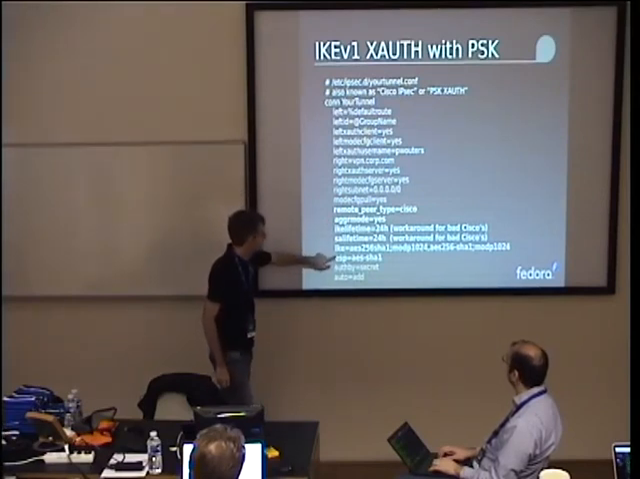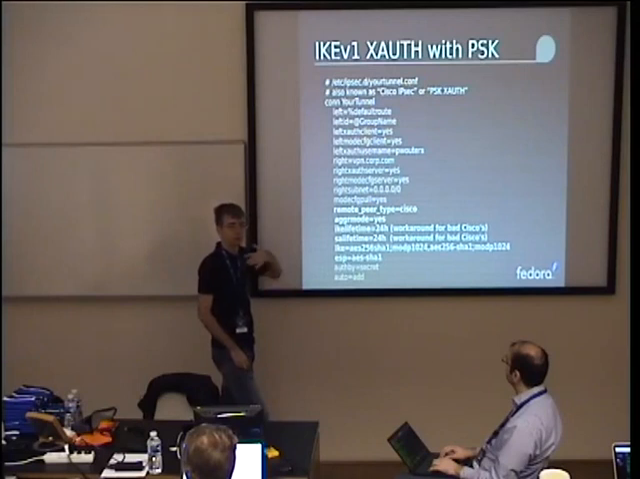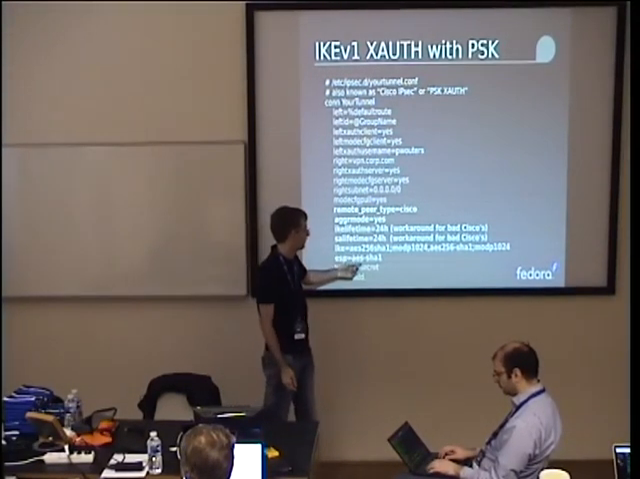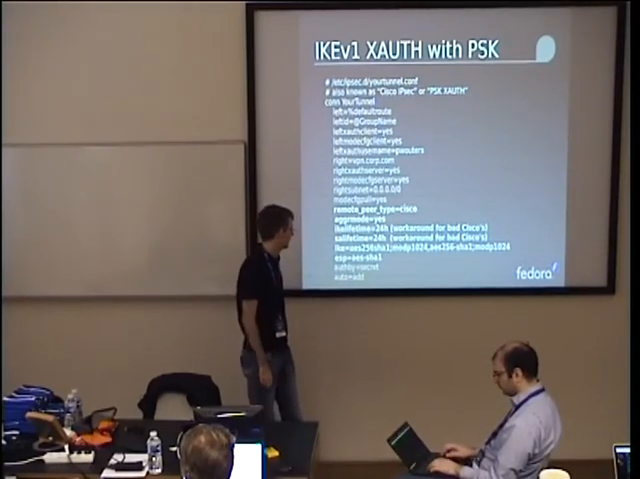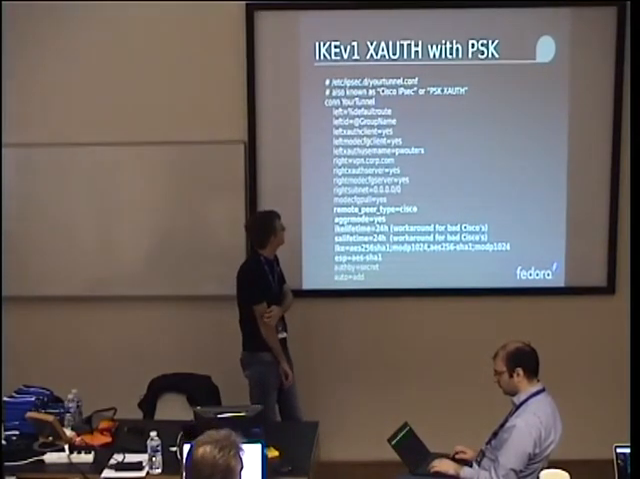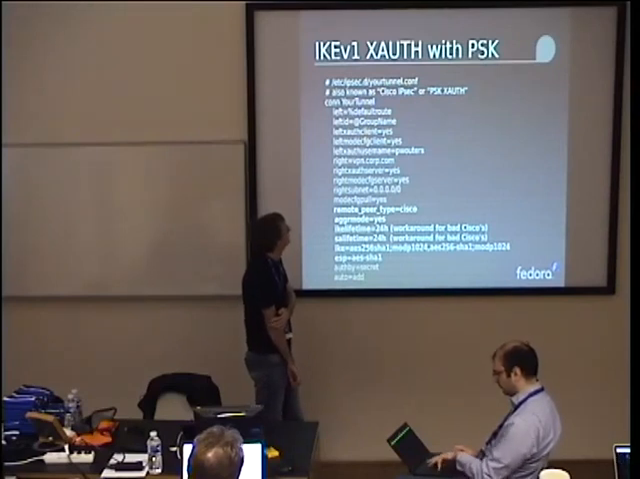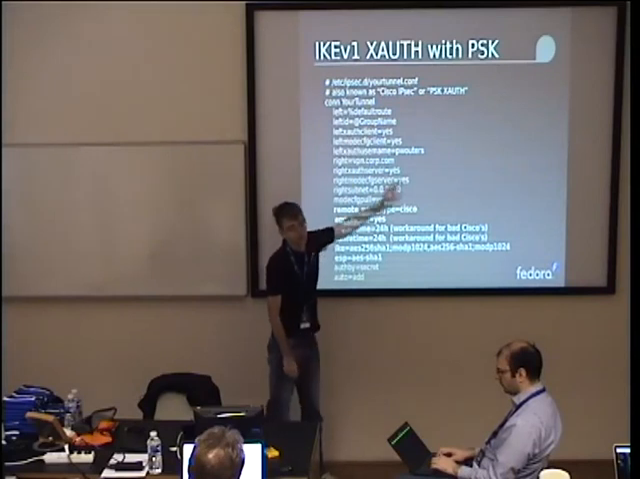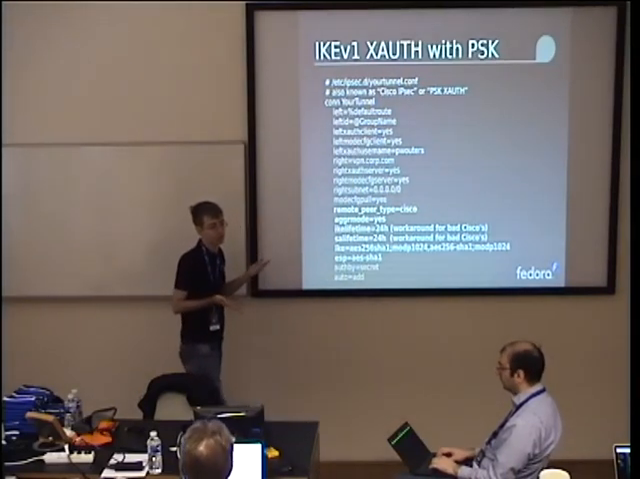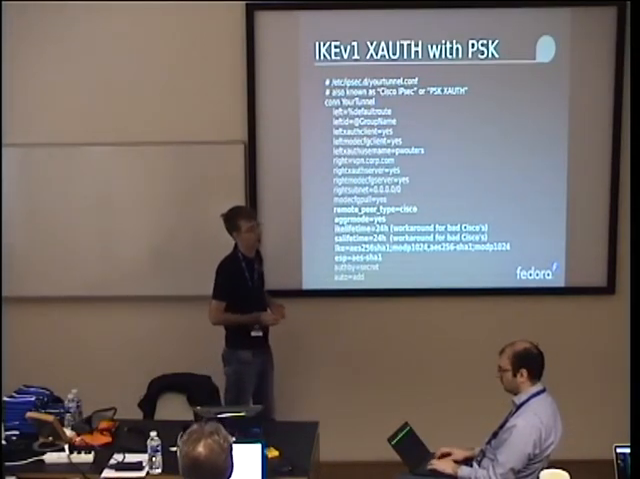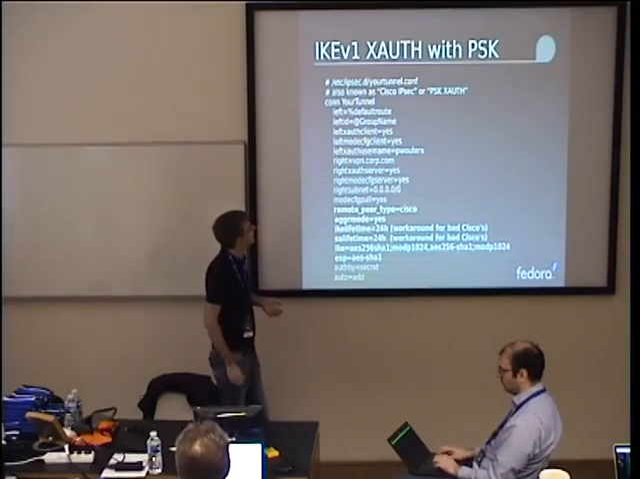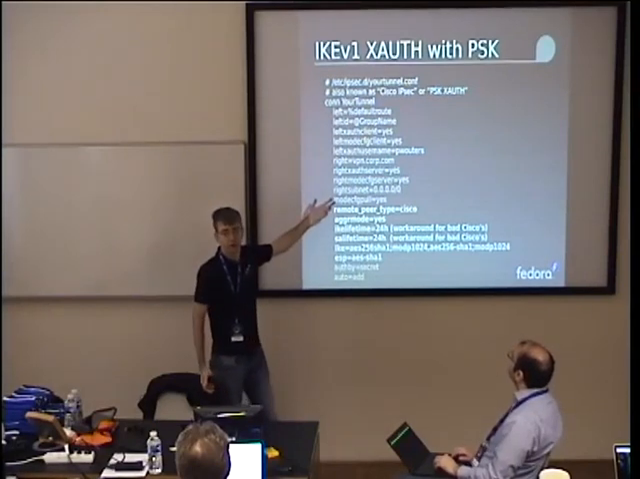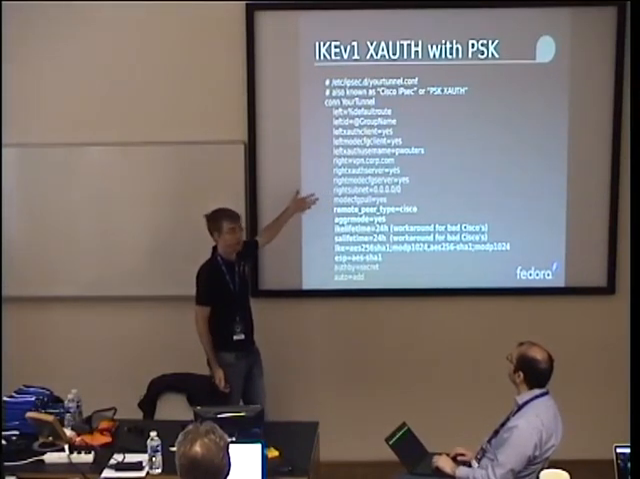The ESP, so IKE is the encryption algorithms for the IKE connection. The ESP is the encryption done by the kernel for the actual packet encryption. The group name is specified as the ID. So what Cisco calls group name is what in IKE terms is really the ID of the client. So this almost comes straight from my configuration to connect to the Red Hat VPN.